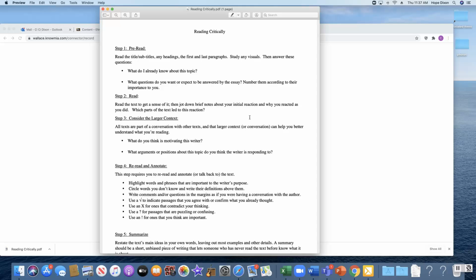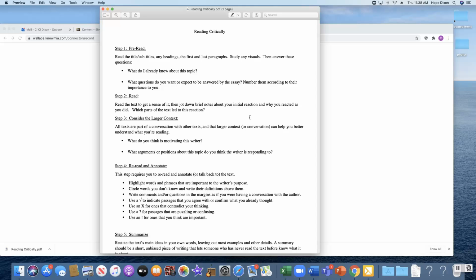And then what arguments or positions do you think this writer is responding to? In other words, is this person writing about a topic that's hot in the field right now? Just what do you think the larger context for this piece is? Is it a psychological piece? Is it more sociological? Is it historical? In other words, what is the context here?